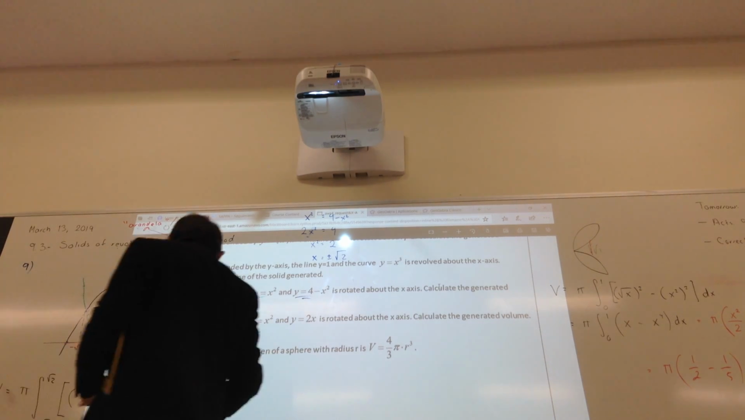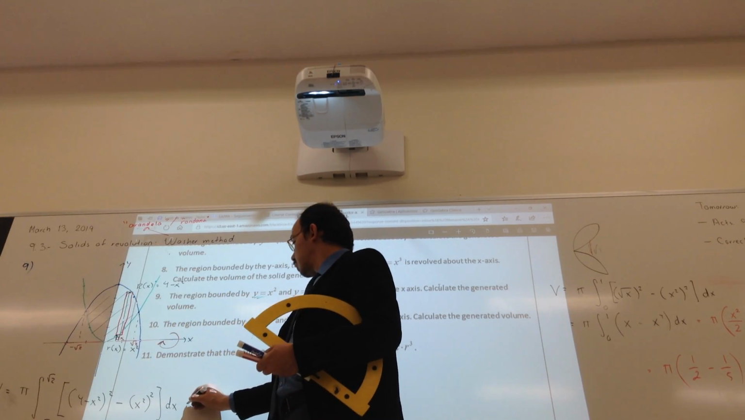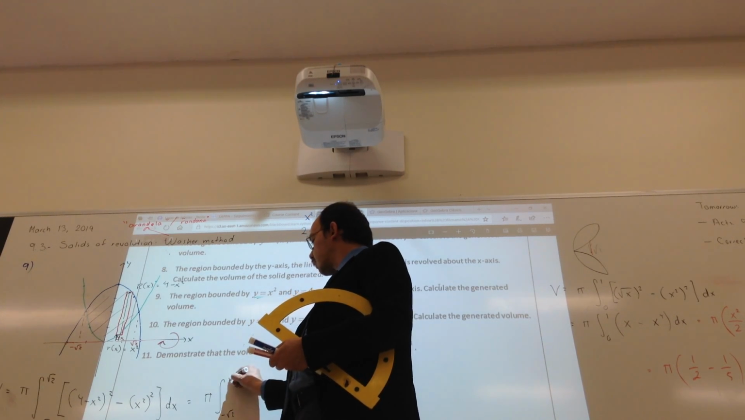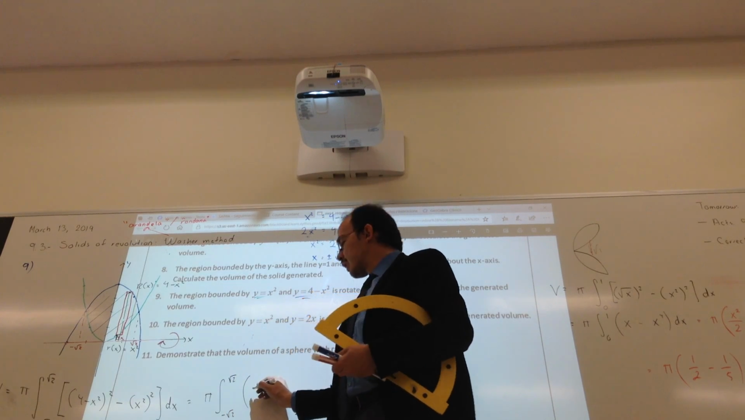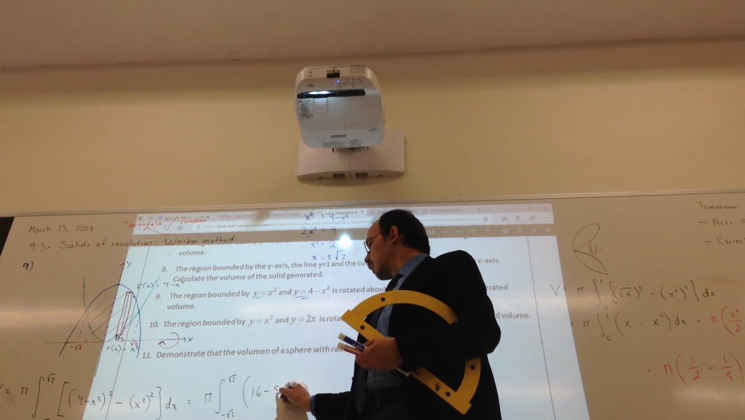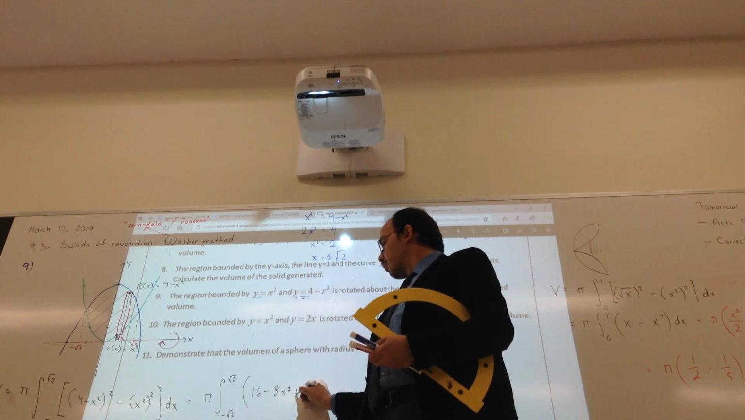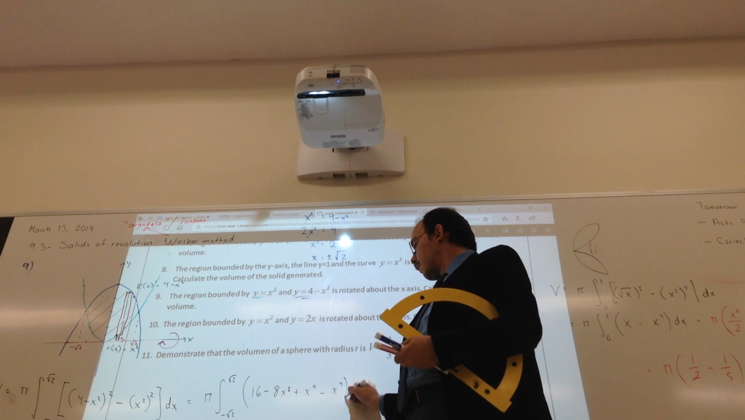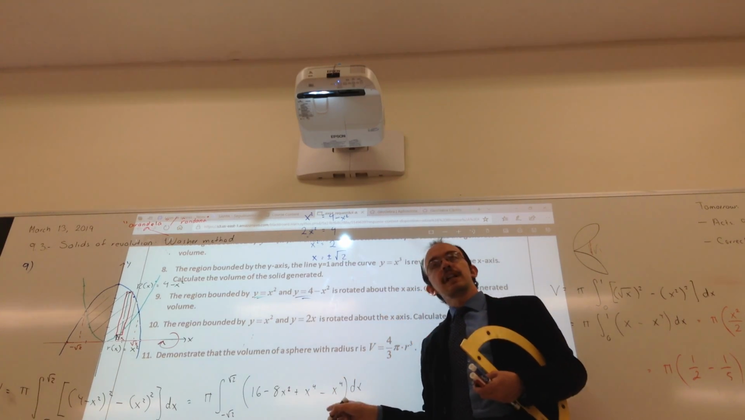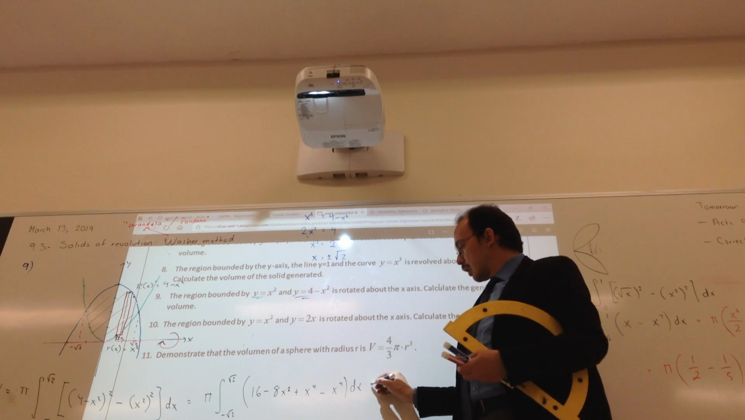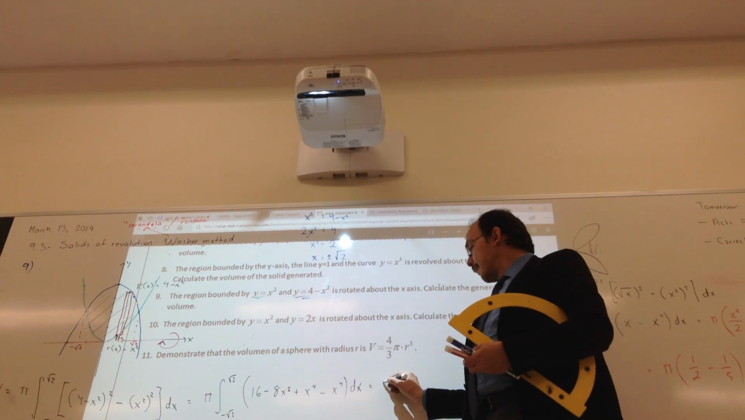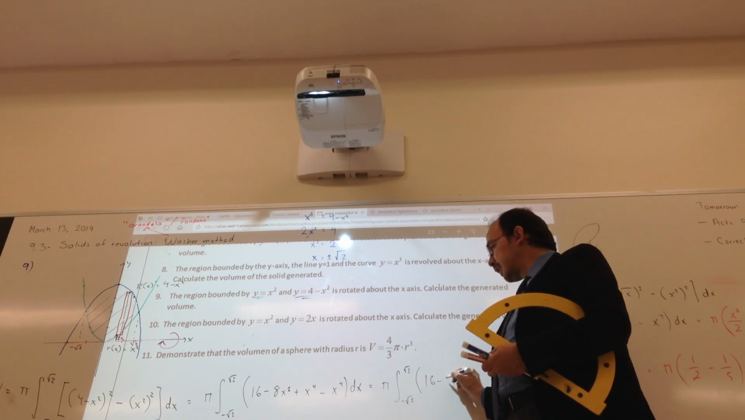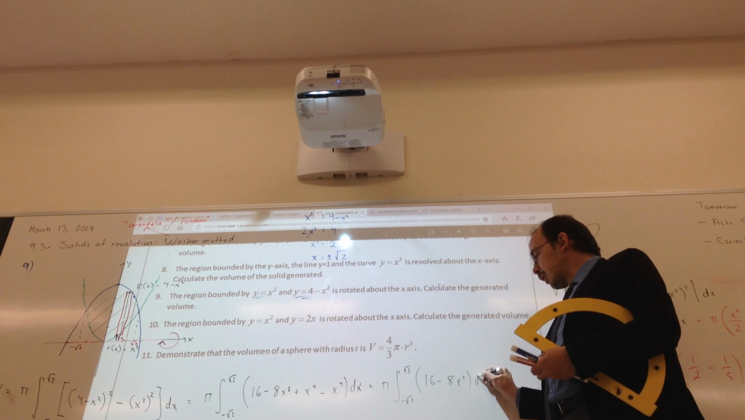Then simplify, yeah, we can simplify. So it's going to be pi integral from minus square root of 2 to square root of 2 of 4 minus x squared squared, which will be 16 minus 8x squared plus x to the 4, minus x to the 4, times dx. Can I simplify? Yes. 16 minus 8x squared times dx.